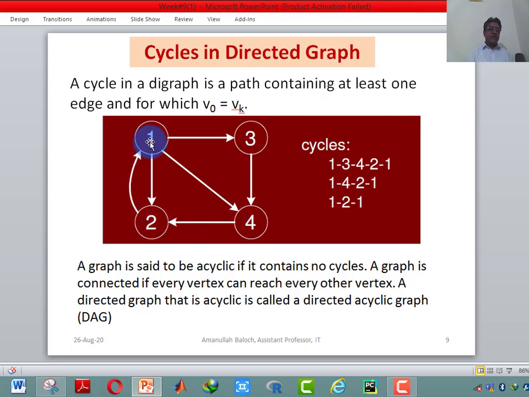We started from the first node, and at the end of the path we reach node number 1. Other cycles are 1 to 4, 4 to 2, and 2 to 1, and 1 to 2 and then 2 to 1. Many cycles exist in this graph.